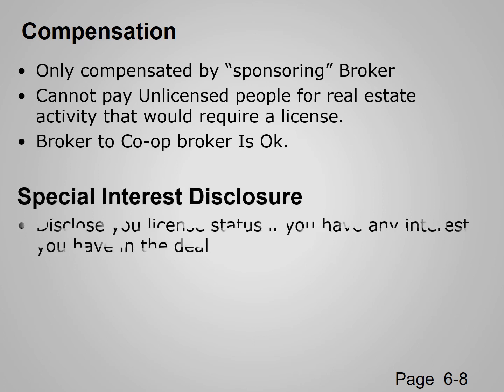Special interest disclosure. You must disclose your status as a real estate licensee if you have any interest in the deal. So if you're buying property on your own behalf or selling your own property, once you're licensed, you must notify all parties in the deal that you are licensed. You put it right on the listing contract, the sales contract, and the lease. You are an Illinois registrant, Illinois licensee, Illinois broker, Illinois managing broker. You pick the terminology, but it must appear on those documents in any deals that you're involved in.